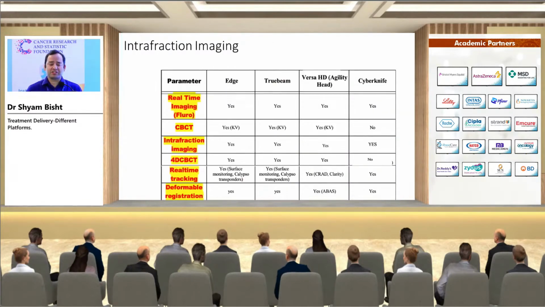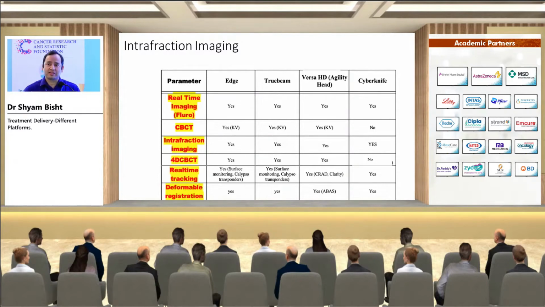What about the intrafractional imaging in different setups? Real-time imaging with fluoro is available in all those systems, comparing as 2-beam, Versa, Cyberknife. CBCT, yes in all except Cyberknife, tomotherapy and Radixact. We cannot do intrafractional imaging there. 4D CBCT, yes in all except Cyberknife, whereas the 2D imaging is there on orthogonal planes. Real-time tracking, yes in all.